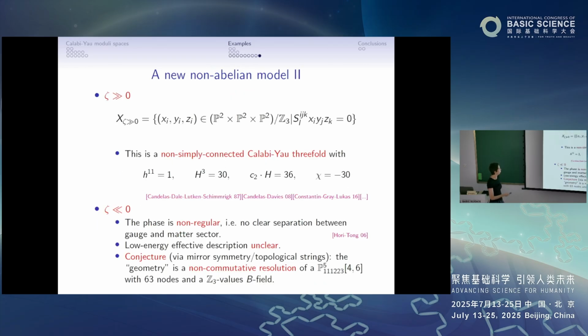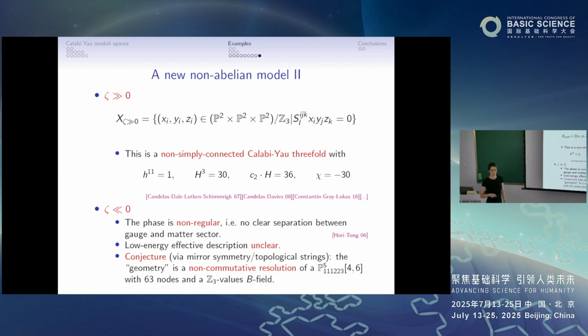Let me just briefly say what we found. The large volume phase is nice again. It's like one of these very well studied free quotients, complete intersections in free quotients of a toric variety, a product of toric spaces. But the small volume phase is non-regular. So the GLSM completely breaks down. The gauge sector doesn't decouple. We don't know how to deal with it. So the low energy effective description is totally unclear. And it's strange that this point is still at infinite distance and still presents as a mum point.